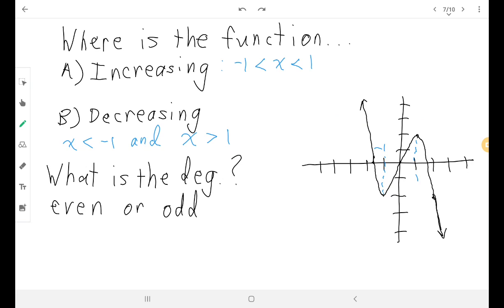And then, what is the degree of the function? Is it even or is it odd? Well, if you look at it from the center, it goes in opposite directions as you move away, so that means it must be an odd degree function. I'll pause a moment for possible questions. Okay, there being no questions, I will move on to the next board.